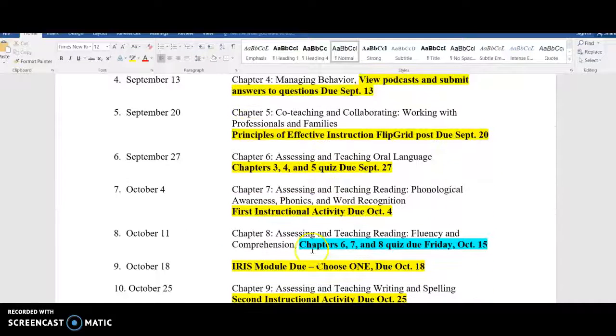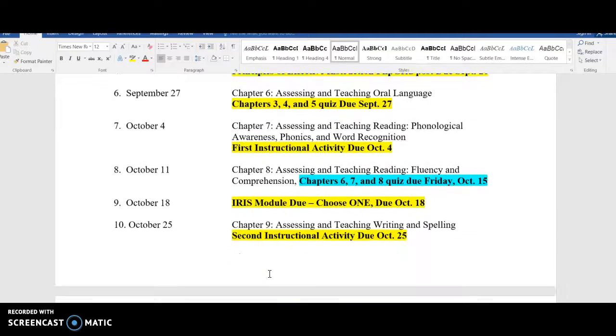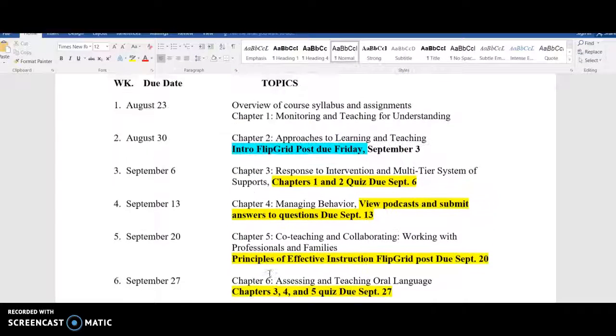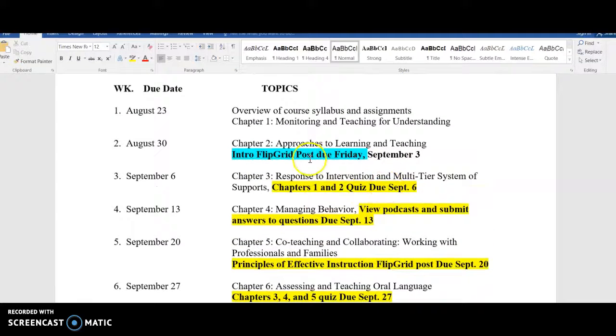The IRIS module might be about the longest. I think the choices should each take you about an hour, which isn't terrible, right? Most assignments are due on Friday. Excuse me, I take that back. Most are due on Mondays. My bad. If they are not due on Mondays, I have them highlighted in blue.